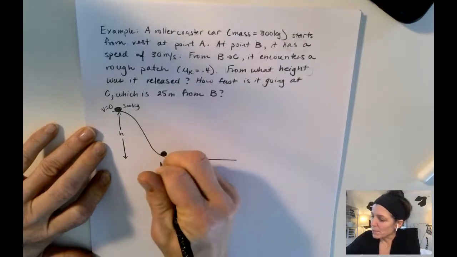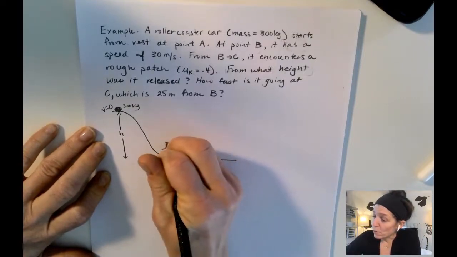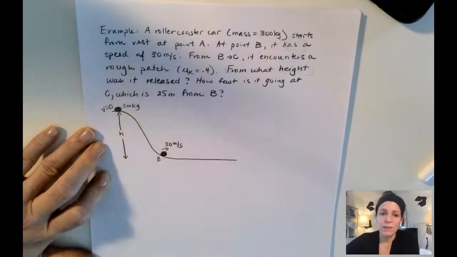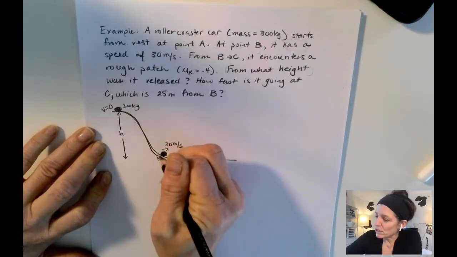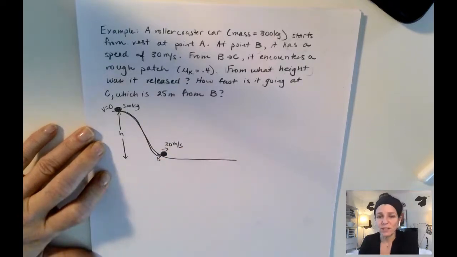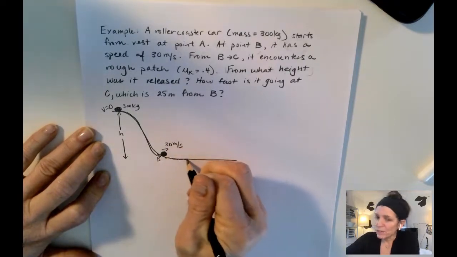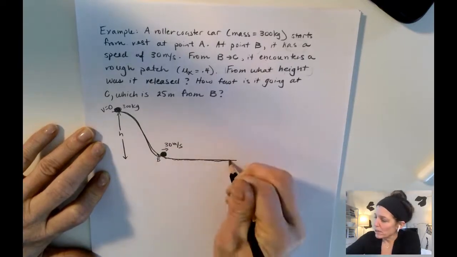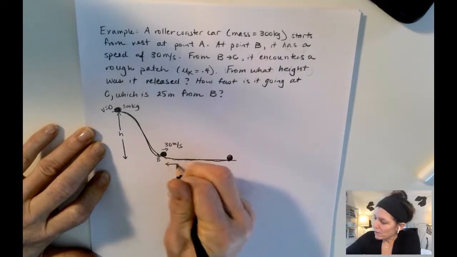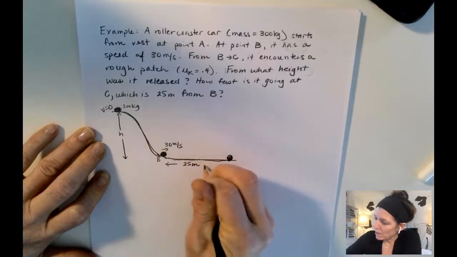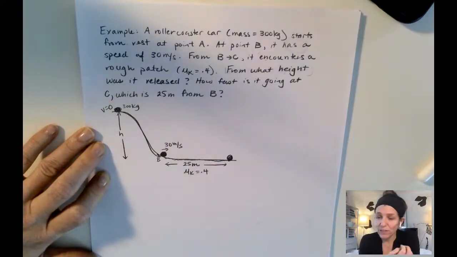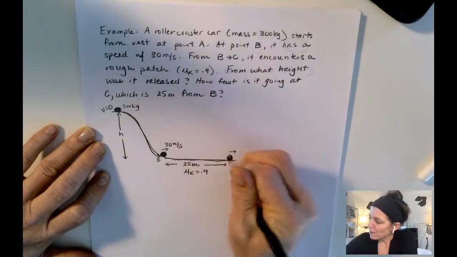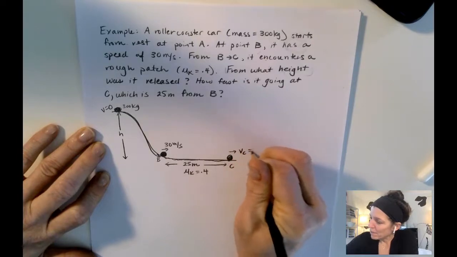Here's point B at the bottom of the hill. We're told that we want the roller coaster car to be moving at 30 meters per second, which sounds like a pretty fast roller coaster car. And we can assume that the entire surface of the hill is frictionless, so there's no friction there. Then it encounters a slightly rough patch that's 25 meters long, and it has mu k equals 0.4, so we know we can calculate the frictional force, and we want to figure out at point C how fast it is going.